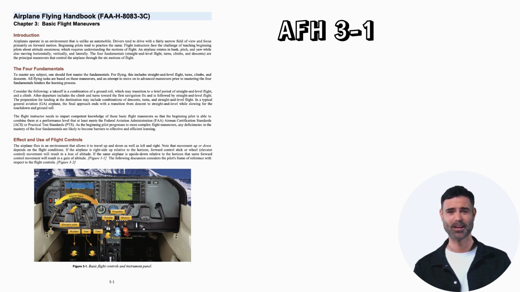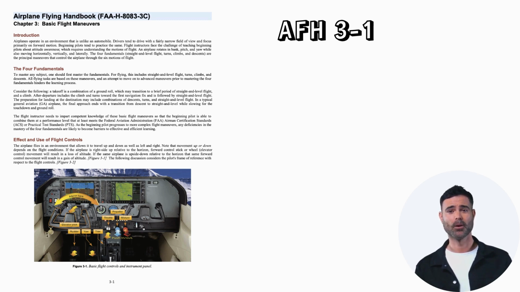An airplane rotates in bank, pitch, and yaw while also moving horizontally, vertically, and laterally. The four fundamentals, straight and level flight, turns, climbs, and descents, are the principal maneuvers that control the airplane through the 6 motions of flight. The four fundamentals. To master any subject, one should first master the fundamentals. For flying, this includes straight and level flight, turns, climbs, and descents.